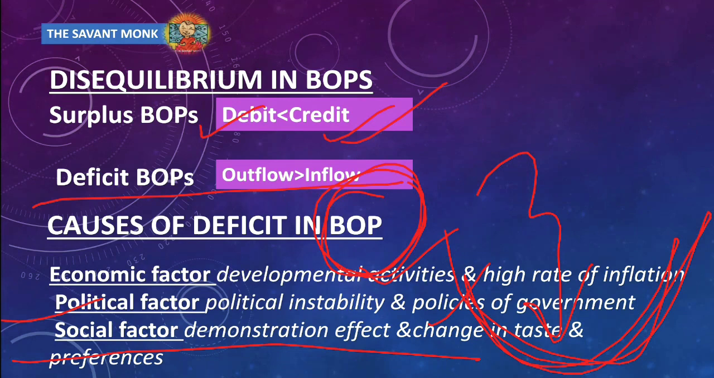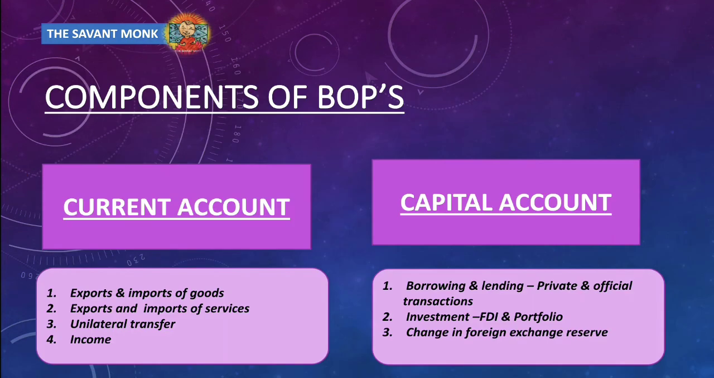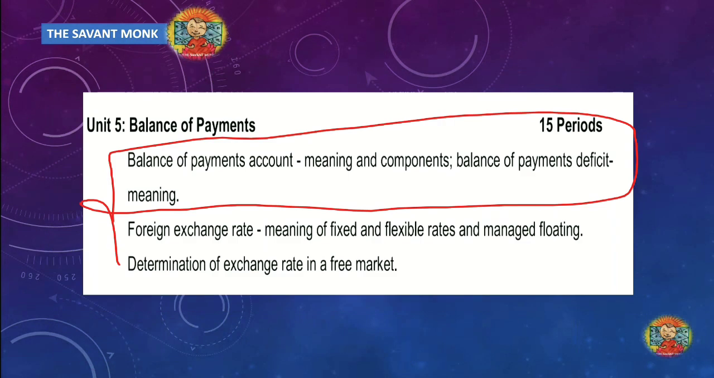So that's all for this video. We are done with this chapter. Over here you can see the syllabus. Balance of payments account is done. I told you its meaning in a very detailed way. In components, right, we did components also in a very detailed way. After that, I told you the meaning of balance of payments deficit along with its causes, okay? What can cause a balance of payments deficit, right? So you can see over here we are done with everything.